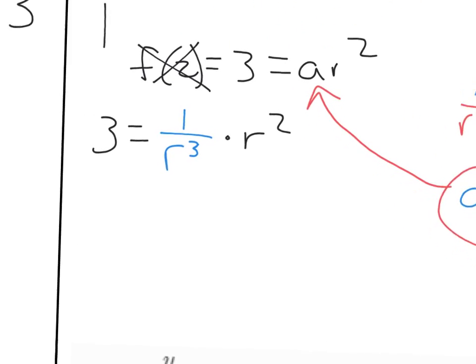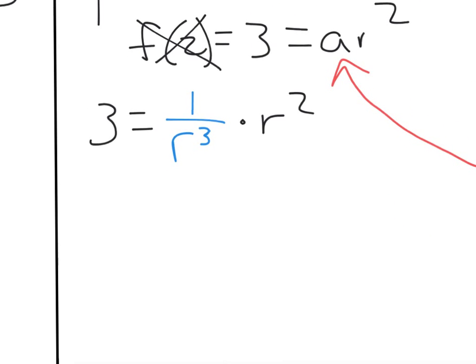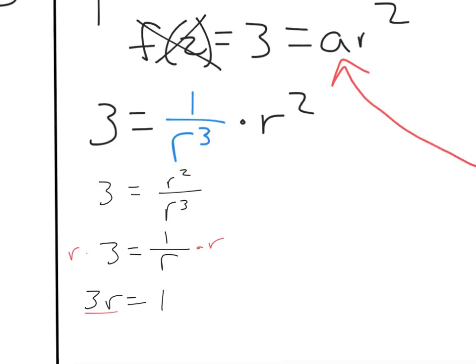Alright, well, I can simplify this a bit. This means that I can put the r squared on top, so this really looks like 3 equals r squared over r cubed, which is really like saying 3 equals 1 over r. Alright, so I can solve for r here. I could do that by multiplying both sides by r, and then I would get 3r equals 1, and then dividing both sides by 3. And I get r equals 1/3, because these guys would cancel out. So just a little algebra, and I was able to solve for r.